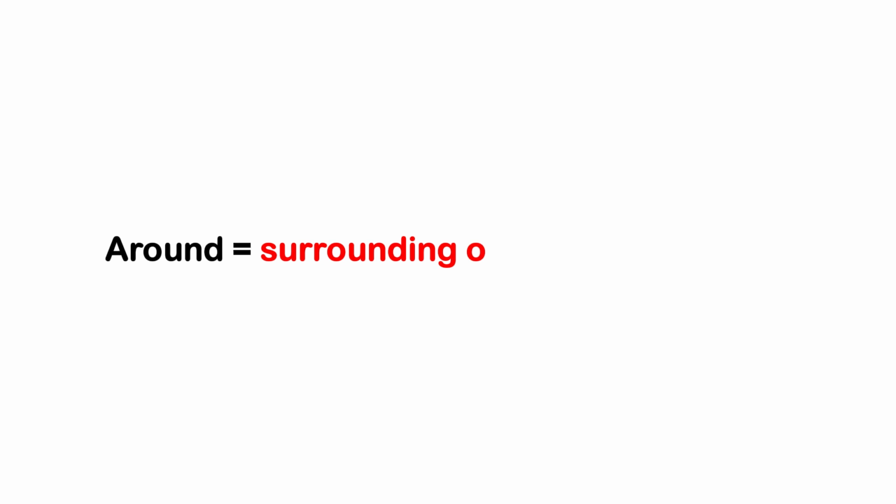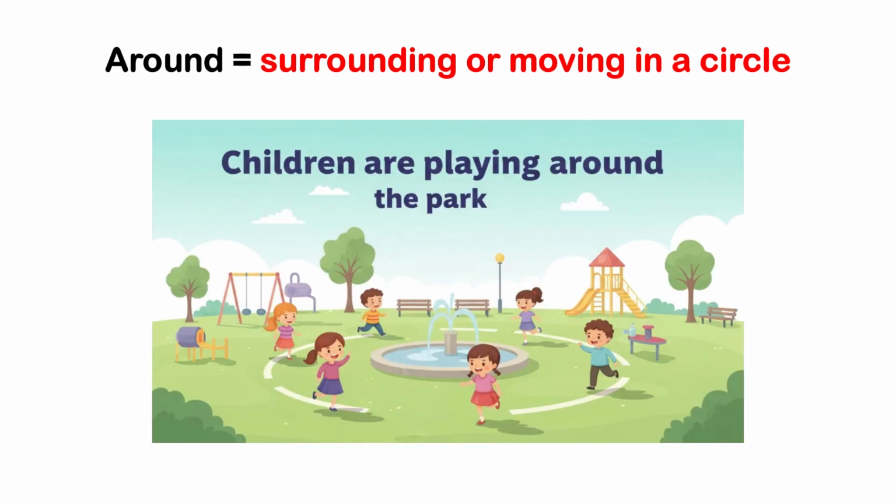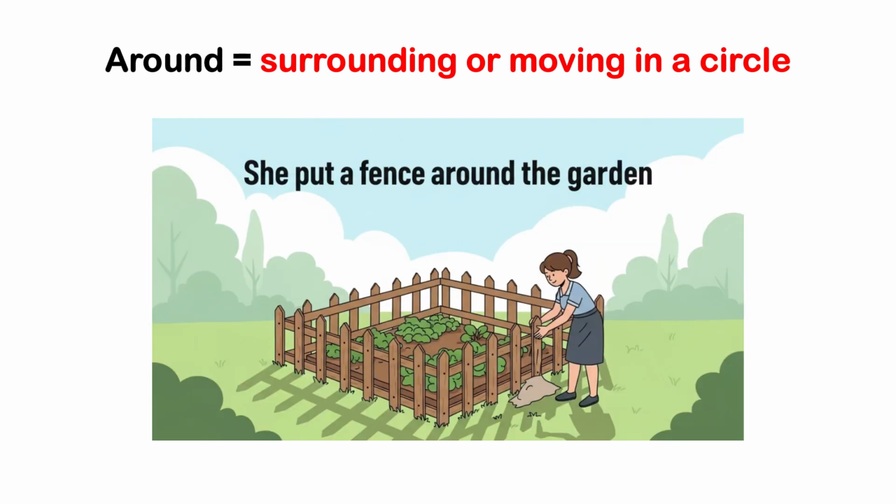Around. We use around when something surrounds or moves in a circle. Examples: children are playing around the park. She put a fence around the garden.